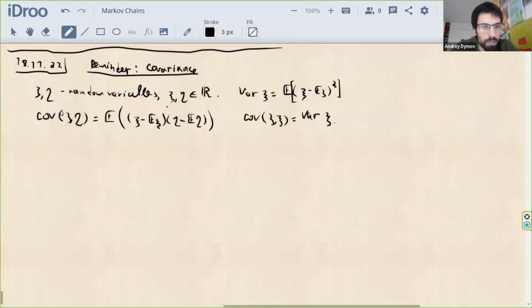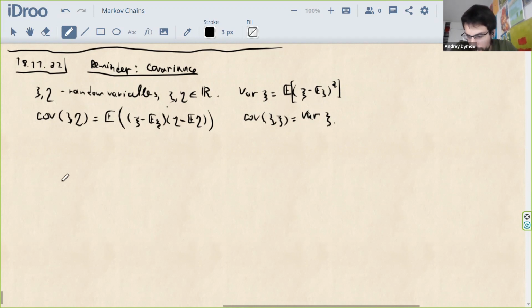Okay, so I repeat briefly. Now I have to recall what the covariance is, mostly for the second year students who participate in the course. So let us consider two real valued random variables, psi and eta. Then this is the variance of the random variable, and by the covariance we call the expectation of the product psi minus its expectation times eta minus its expectation. So the covariance of a random variable with itself is just the variance.